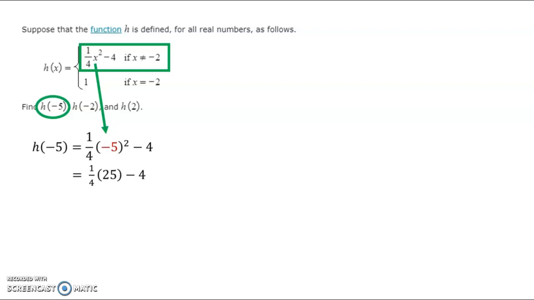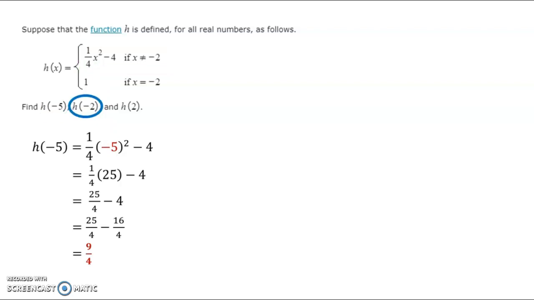-5 squared is 25, times 1/4 gives me 25 over 4. Now I need a common denominator, so that 4 turns into 16 over 4, and then I can do the subtraction, giving me 9 over 4. Next, we'll look at h of -2. That function value, that domain is when x equals -2, and the definition says that h is equal to 1 there. So we don't even have any math to do.